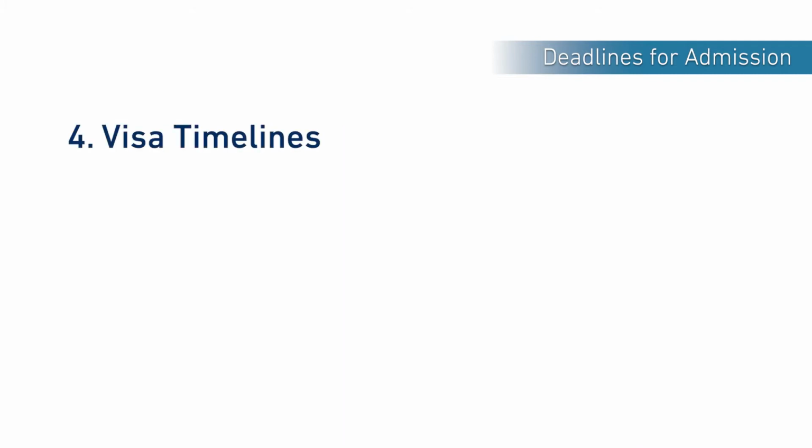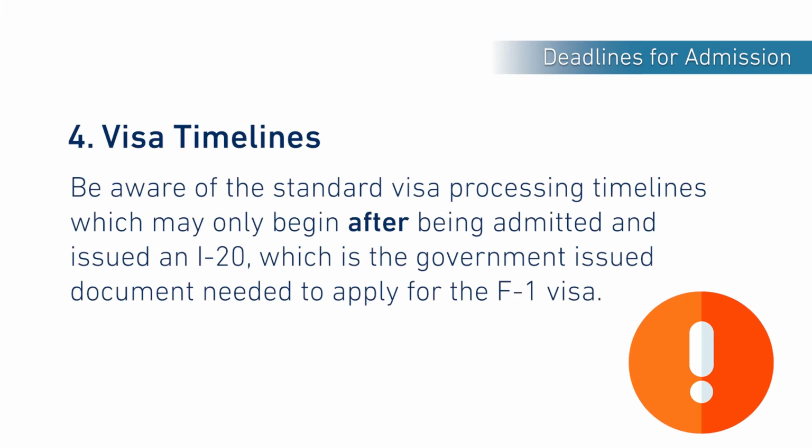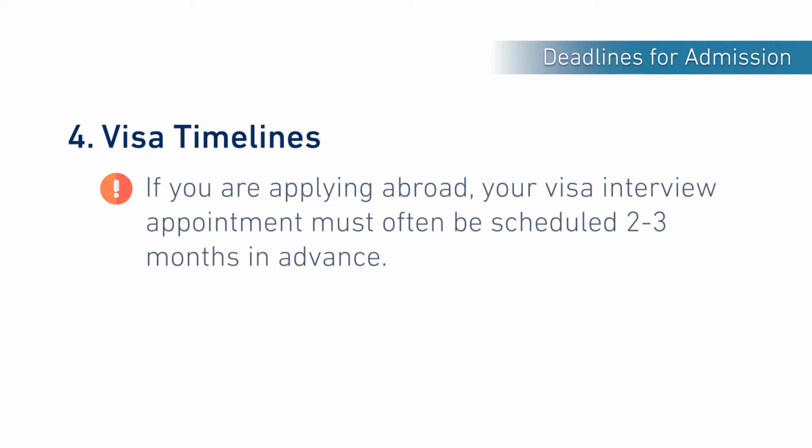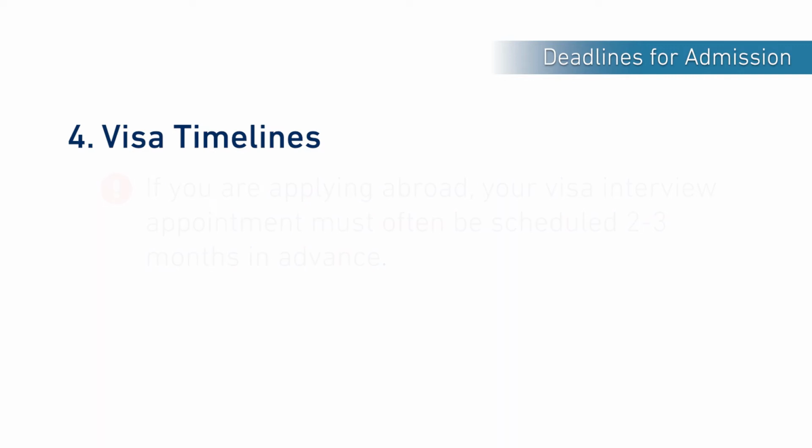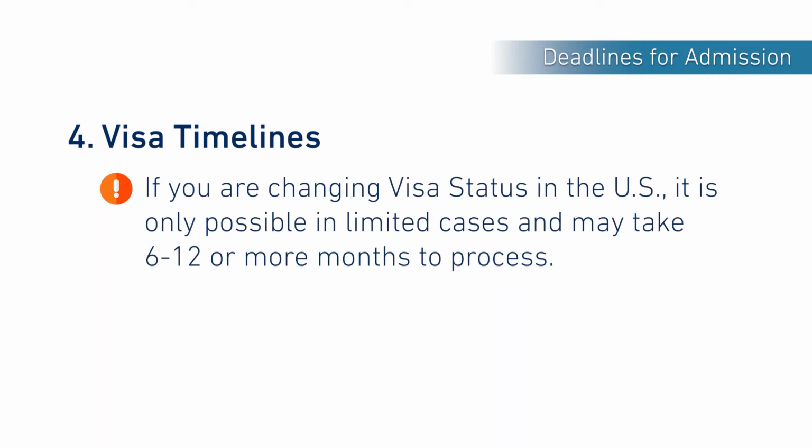Fourth, visa timelines. Be aware of the standard visa processing timelines, which may only begin after being admitted and issued an I-20, which is the government-issued document needed to apply for the F1 visa. If you are applying abroad, your visa interview appointment must often be scheduled 2 to 3 months in advance. If you are changing visa status in the U.S., it is only possible in limited cases and may take 6 to 12 or more months to process.